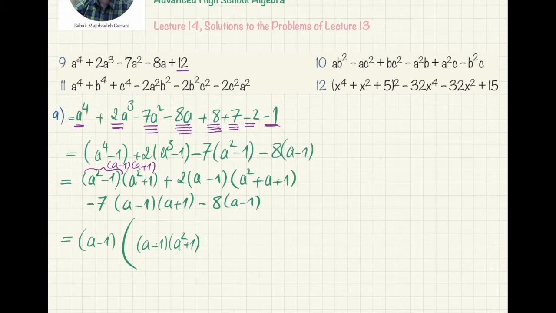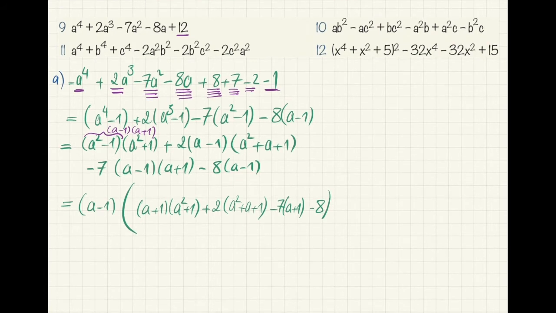Then you have a minus 1 pulled out from here, 2, and this one is left, so it becomes 2 times a squared plus a plus 1. And then here a minus 1 is pulled out, so minus 7 times a plus 1 is left. So it becomes minus 7 times a plus 1. And finally I pulled a minus 1 out, so what is left for me is minus 8. This is already in factorized form. It's a product now, product of these two.